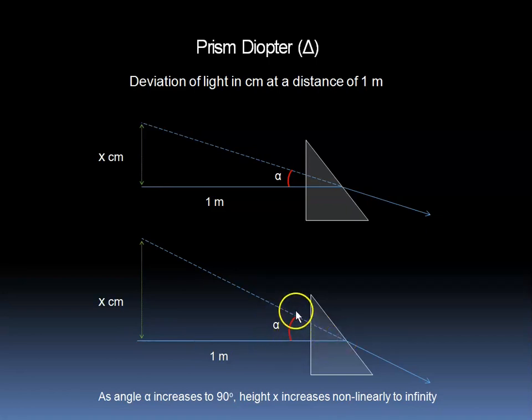Note that as the angle increases more and more and approaches 90 degrees, this direction showing x centimeters gets increasingly non-linearly larger until it reaches infinity. In this way, the prism diopter is an odd way of describing this. Using the angle here would have been better, but historically, this is what has taken hold.